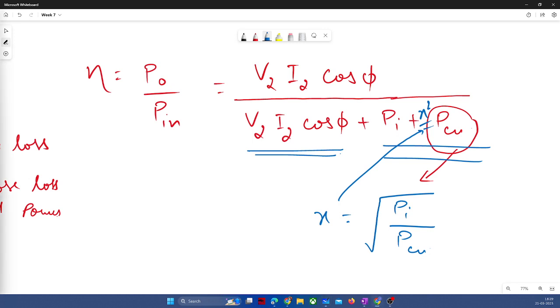Yes. So this copper loss occurs in the primary resistance and the equivalent secondary resistance. And this iron loss occurs in hysteresis and eddy current. And this is the power delivered to the load, V2 I2 cos.